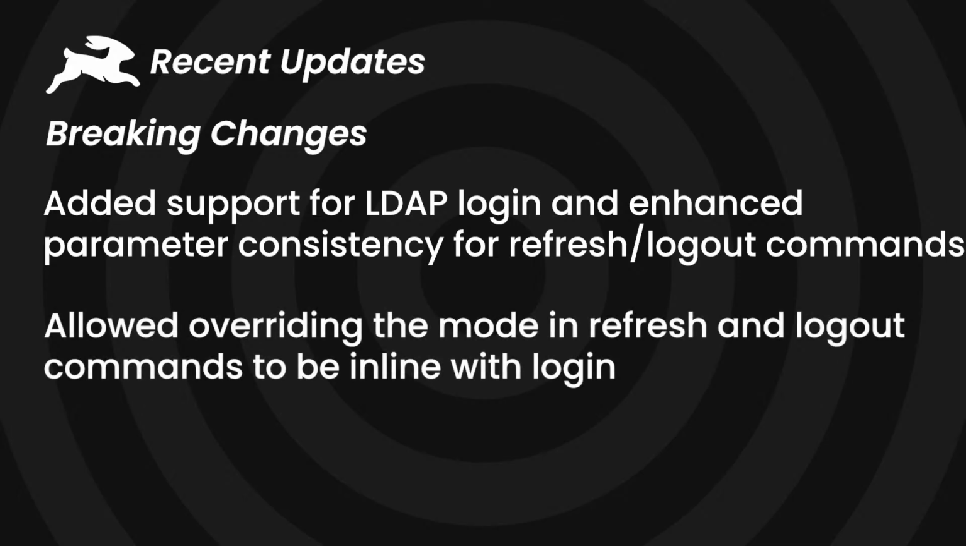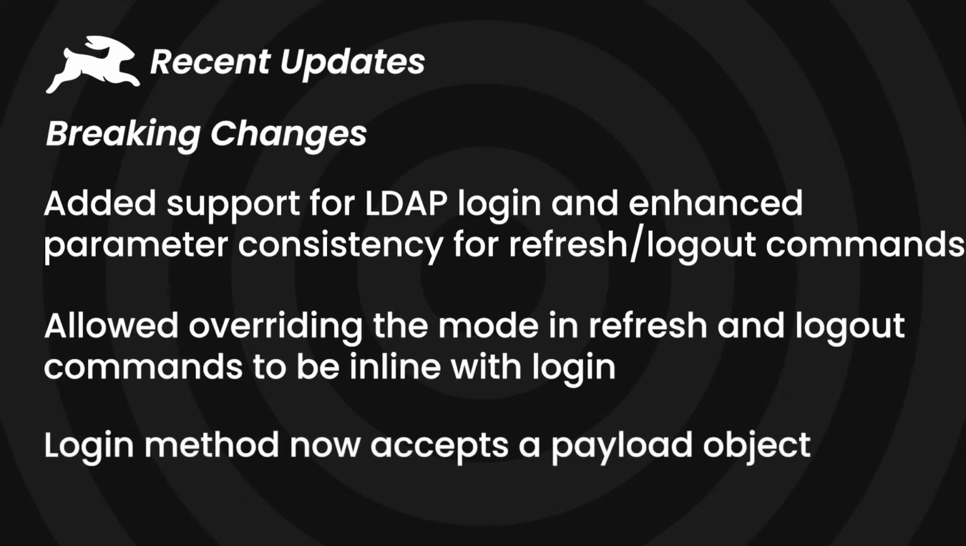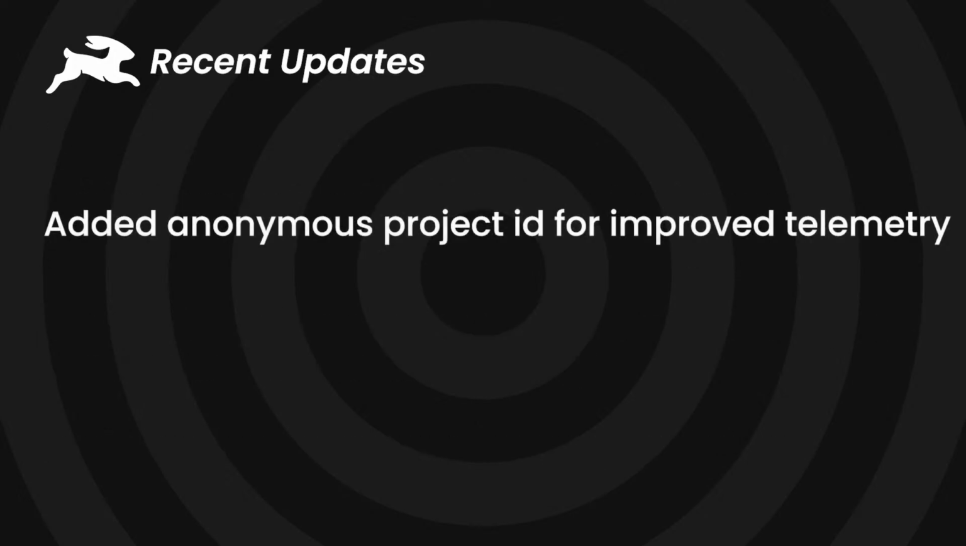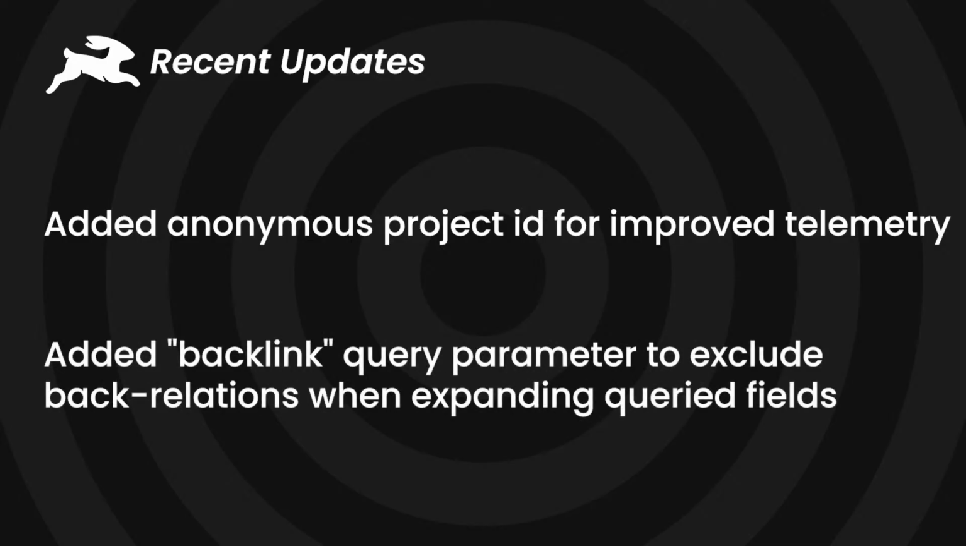It allowed overriding the mode in refresh and logout commands to be in line with login, and the login method now accepts a payload object instead of separate email and password parameters. We've added anonymous project ID for improved telemetry. We've also added backlink query parameter to exclude back relations when expanding queried fields. You can see the full release notes on GitHub.